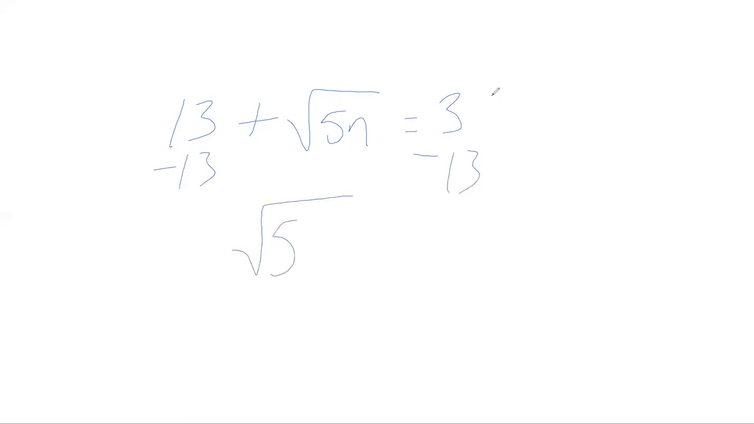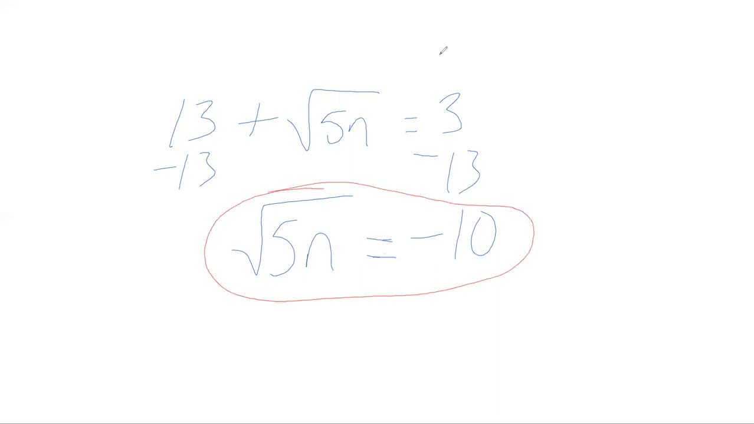Now, every once in a while, it's kind of obvious. We might have something like 13 plus the square root of 5n equals 3. I have to get this 13 over to the other side, and I get the square root of 5n equals -10. At this point, you don't need to go any further, because the square root cannot equal a negative number. As soon as I get to that, I know there's no solution, because I haven't squared anything yet.